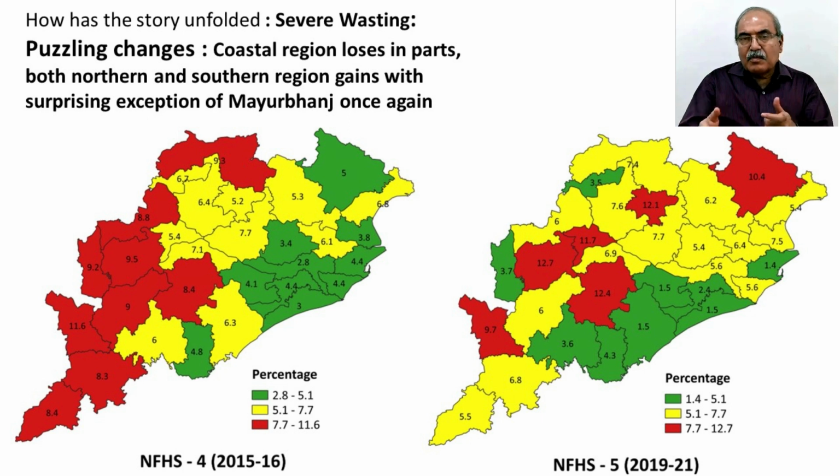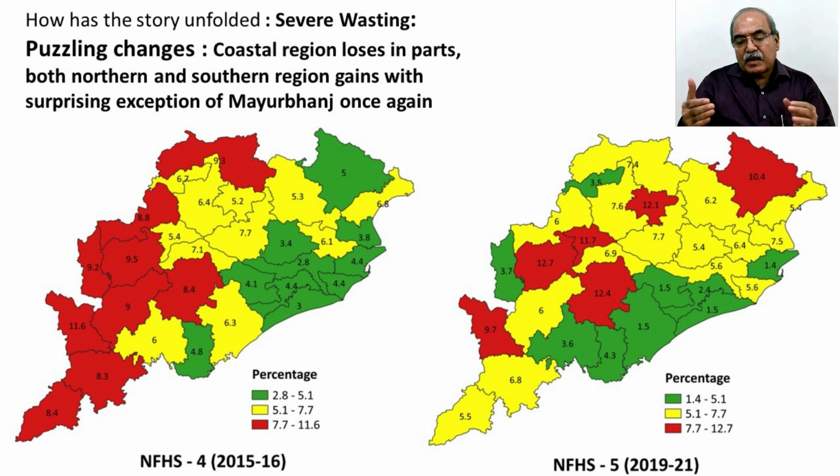Now this has an interesting implication once again: if wasting has gone down and severe wasting has not, or if severe wasting has increased, it means severe wasting as a fraction of wasted children has gone up. And that's a matter of concern and would again require a closer scrutiny of why that is happening. Data range again in severe wasting is from 2.8% to 11.6% in NFHS 4.